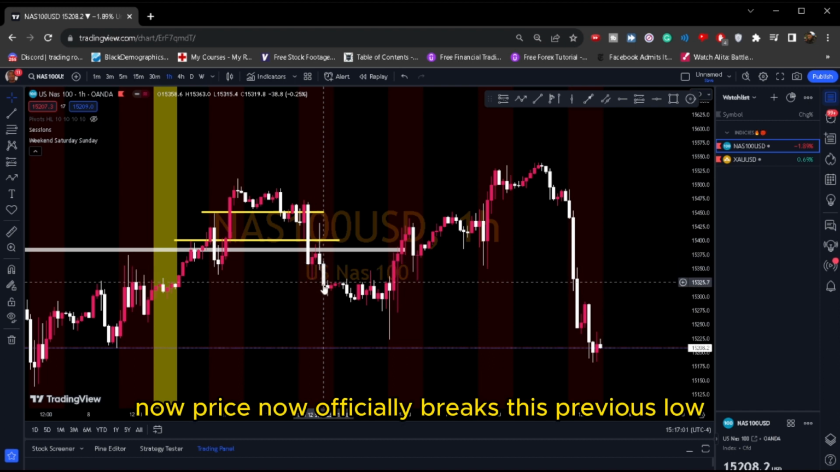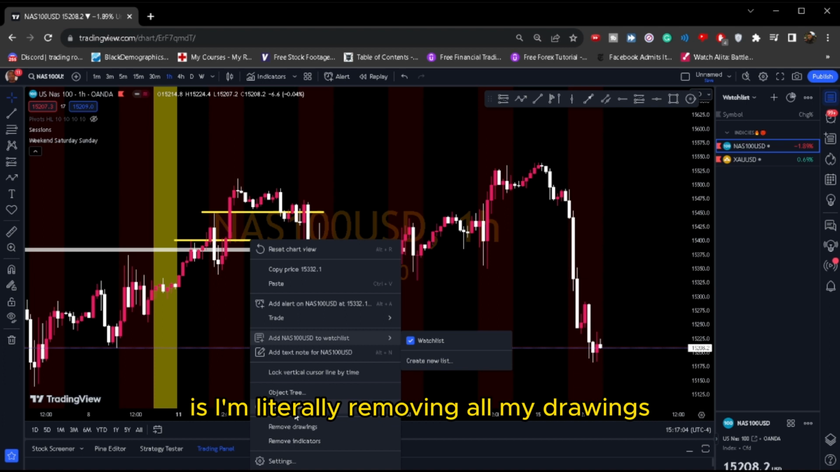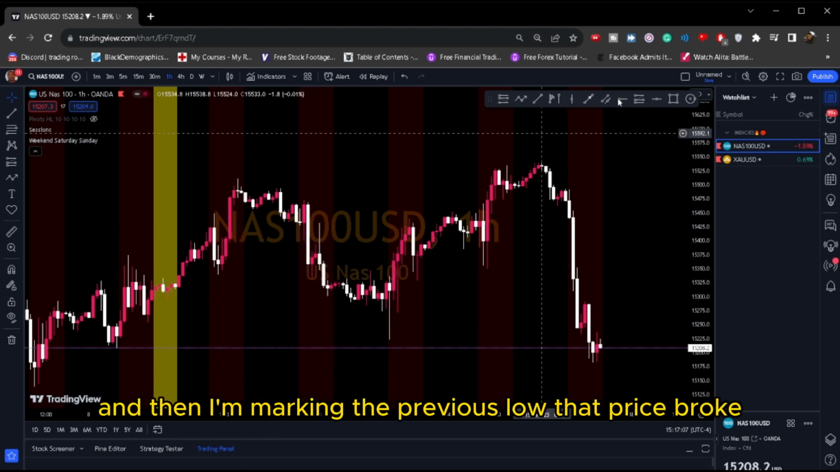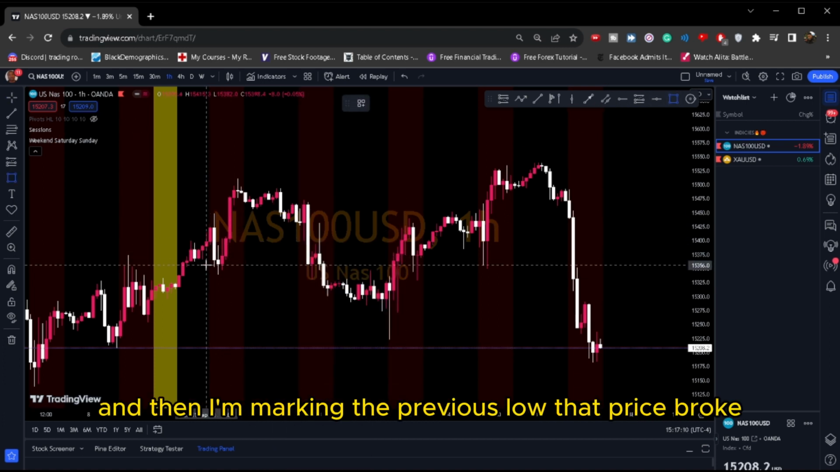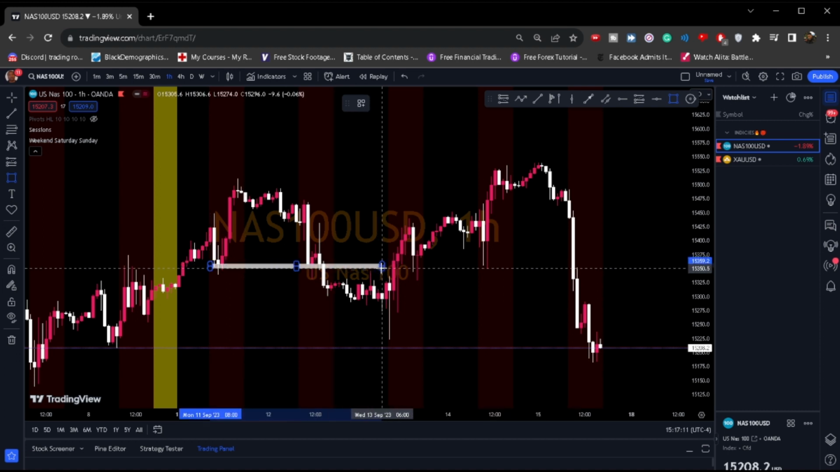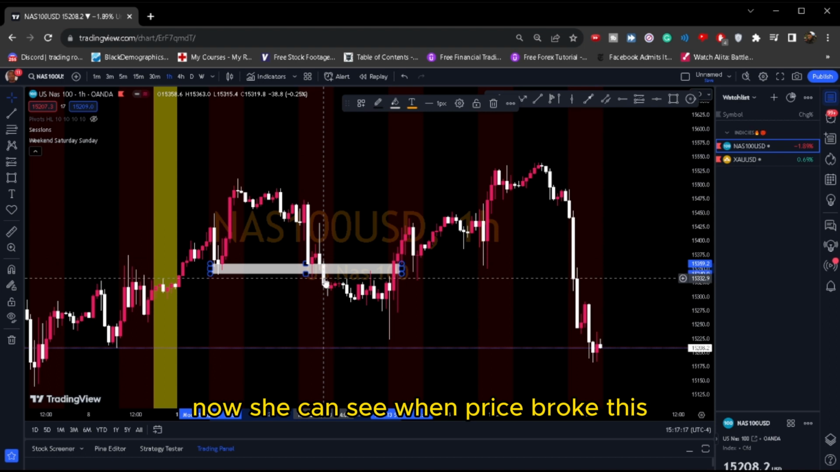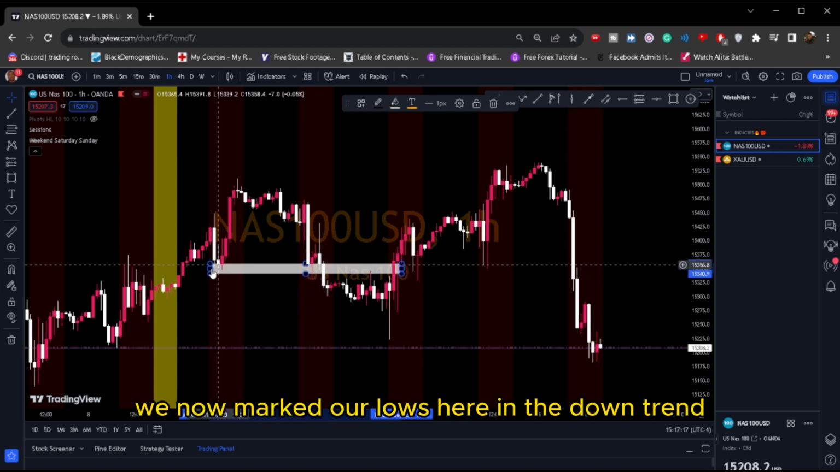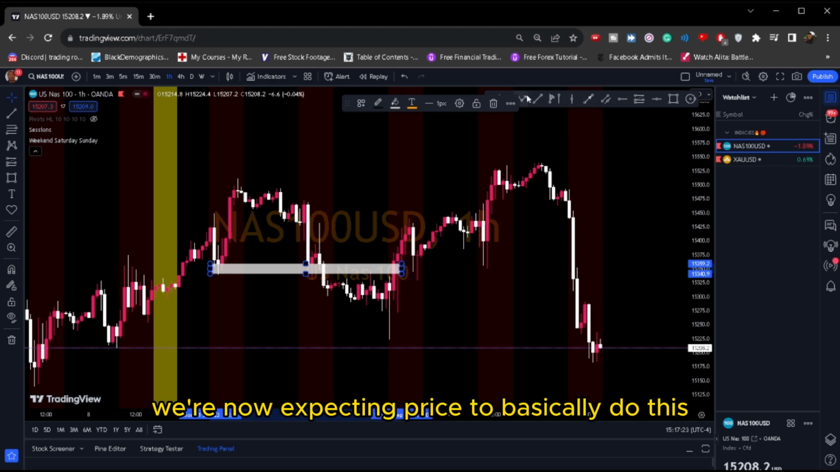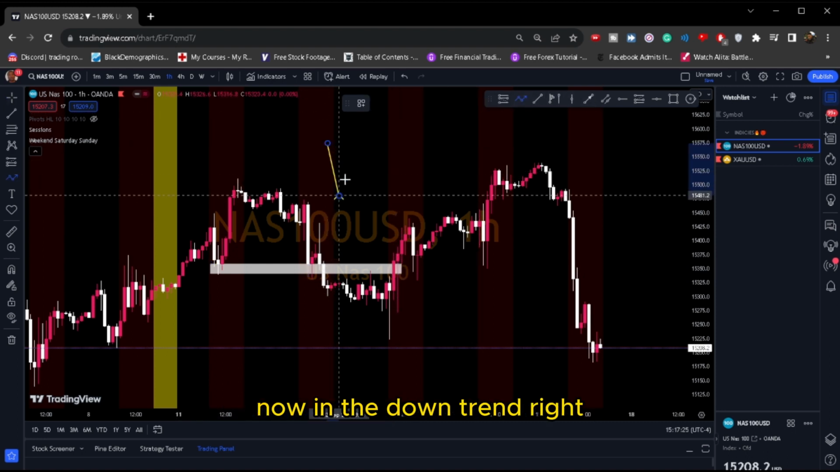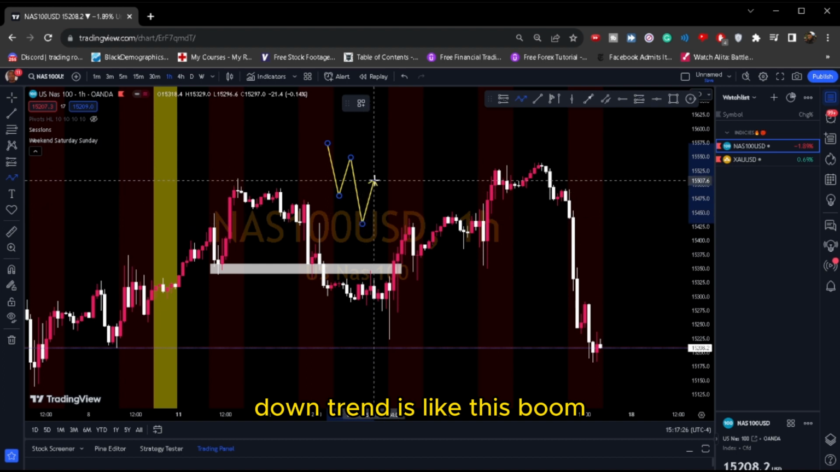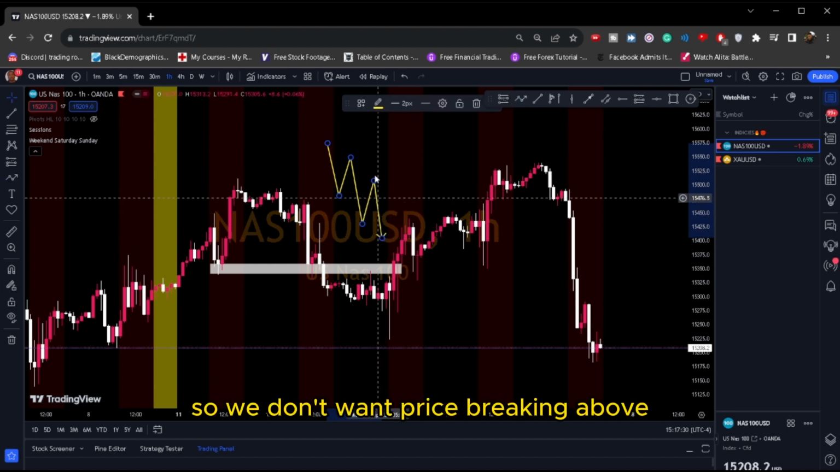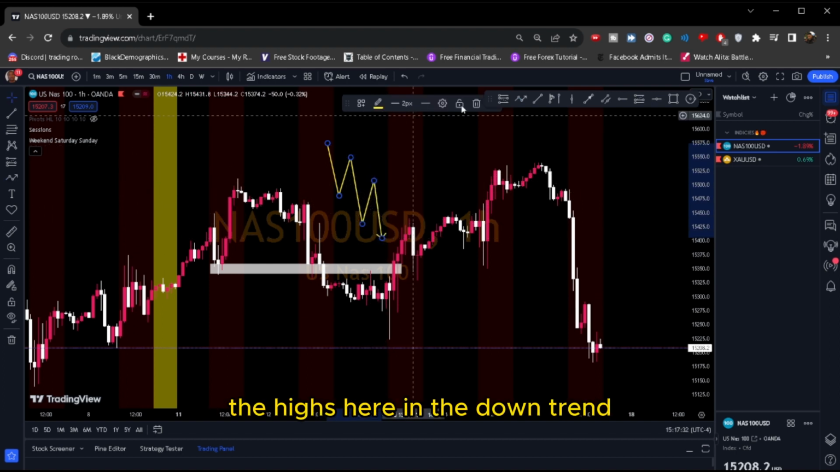Now price officially breaks this previous low. So what that means, guys, is I'm literally removing all my marks and then marking the previous low that price broke, which is this one right here. Now, as you can see, when price broke this, we now marked our lows here on the downtrend. We're now expecting price to basically do this in a downtrend, right? Downtrend is like this. Boom. So we don't want price breaking above the highs here in a downtrend.